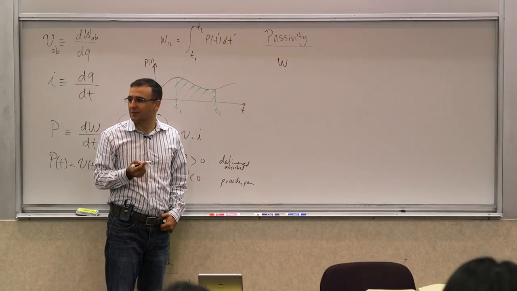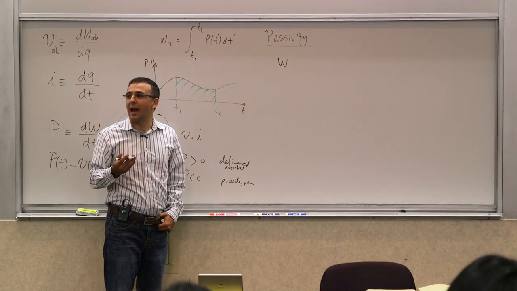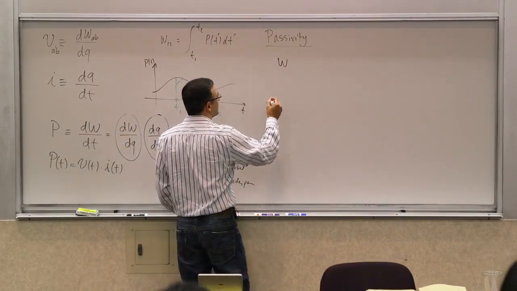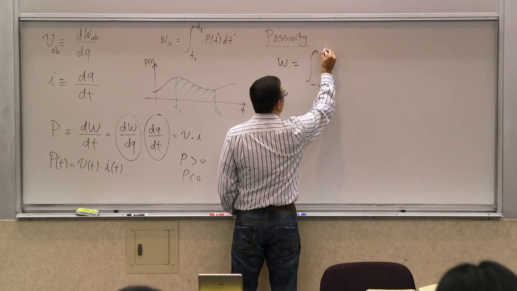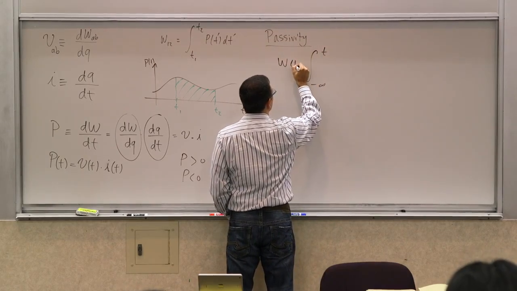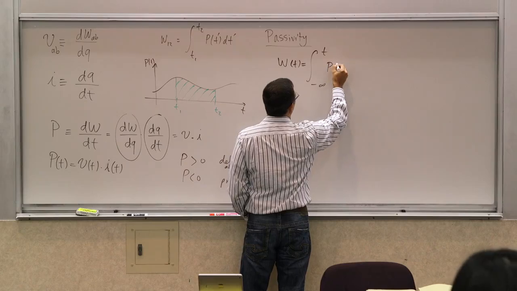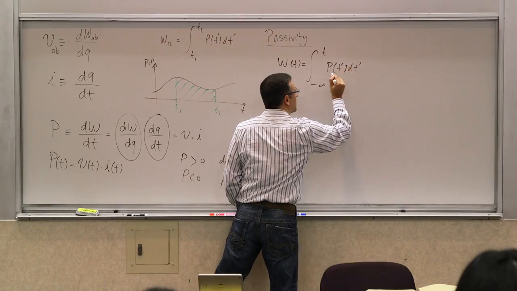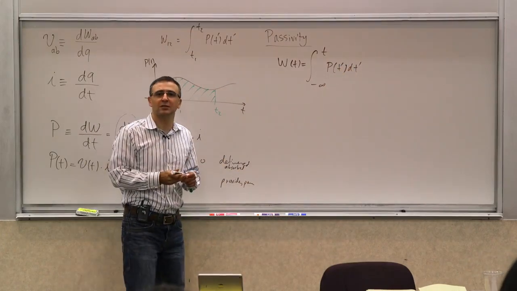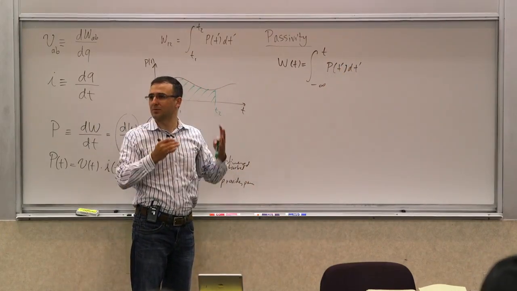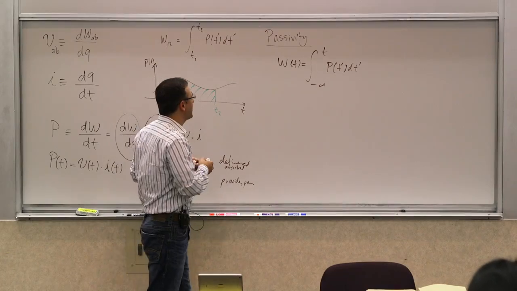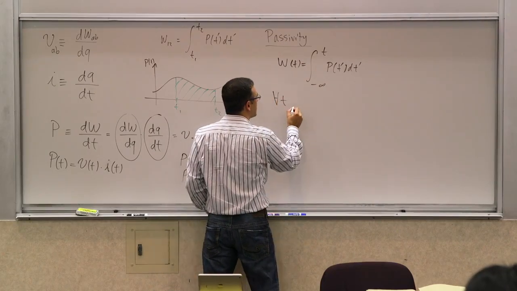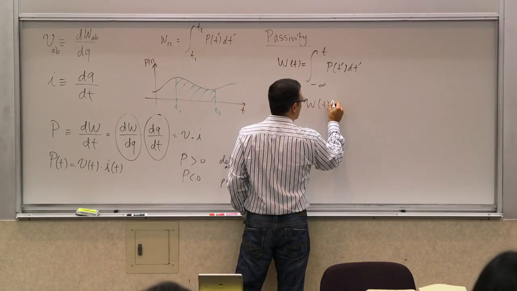How can we use this to capture that? Yes? Integrate from some T naught to... Yes. And if you wanted to capture ever, what is that T naught? Negative infinity, yes. So from negative infinity to t, let's call this W of t, the integral of P of t dt. That's the total energy it has ever absorbed. And you can say something is passive if for all times t, W of t is greater than or equal to 0.